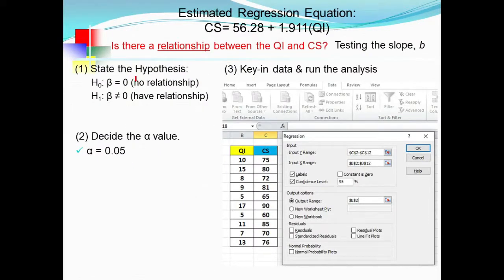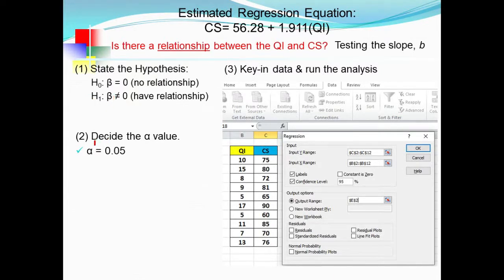The first step is that we have to state the hypothesis. Null hypothesis, beta equal to 0. Beta is basically referring to the slope. If beta is 0, meaning that there is no relationship. The alternative hypothesis is beta is not equal to 0, meaning that we believe the relationship is there. Okay, so this is how we state the hypothesis. The null hypothesis, beta is 0.